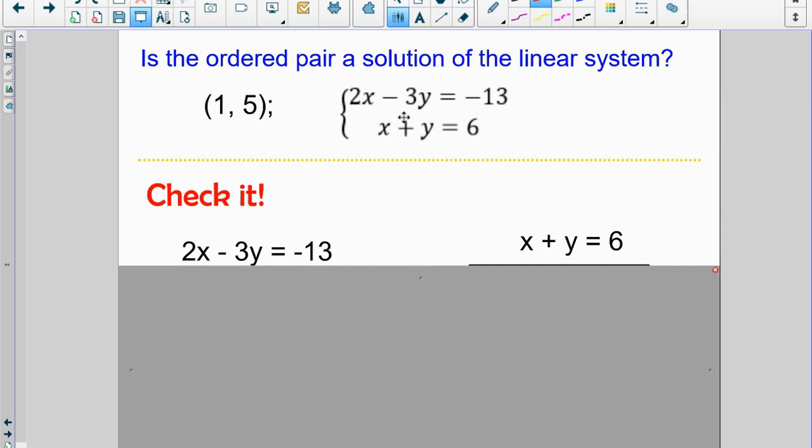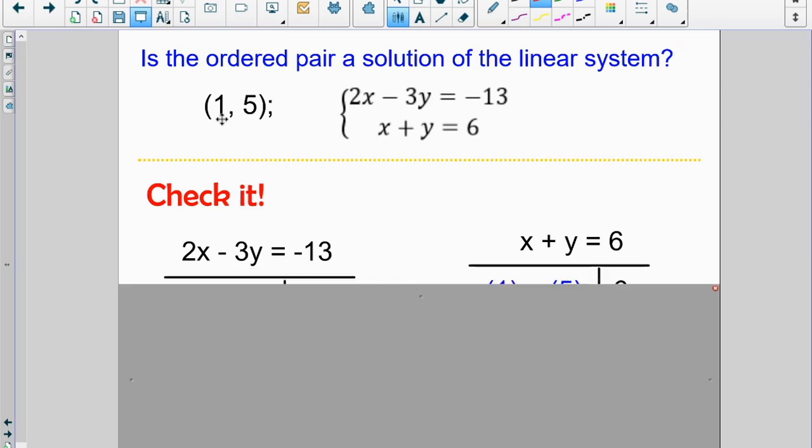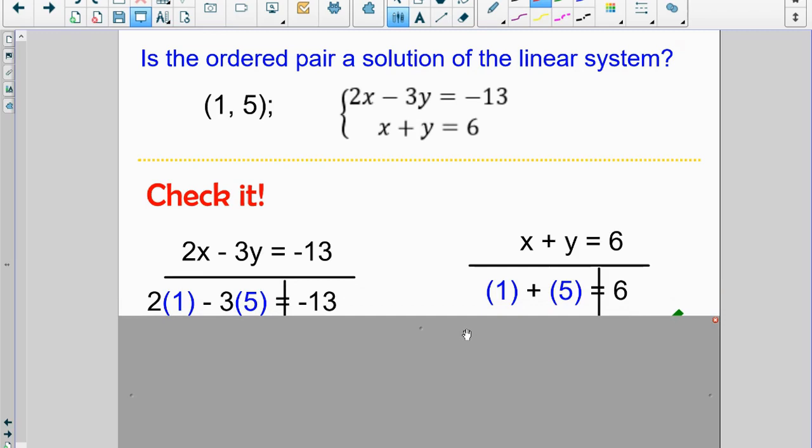So I take the system and I put the first equation on the left, the second equation on the right. My first step is I'm going to substitute my value for x, which is 1, into both equations where x is, and I'm going to substitute my value for y into both equations where the y is. Now when I do that, I get this. My first equation, instead of 2 times x minus 3 times y, I get 2 times 1 minus 3 times 5. In my other equation, instead of just x plus y, I have 1 plus 5.